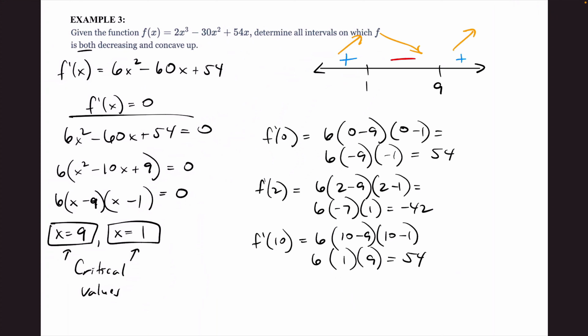I'm not going to write up anything yet because the question was, where is it both decreasing and concave up? So let's look at our answer so far. Our answer can only be between 1 and 9, because that's where it's decreasing. So we're going to focus there.